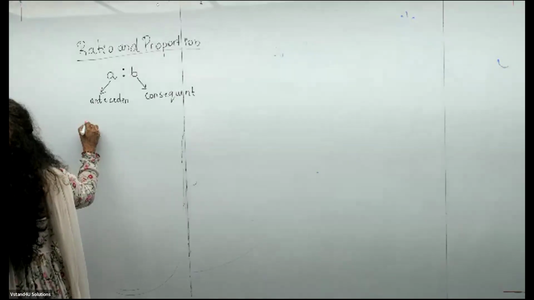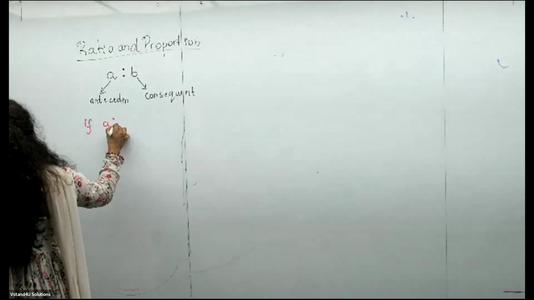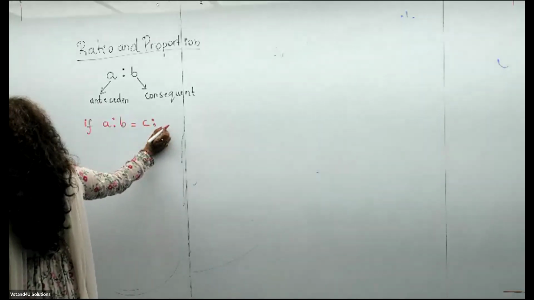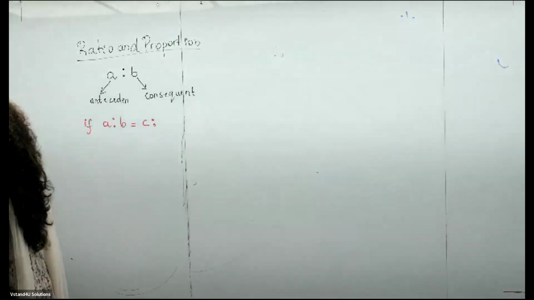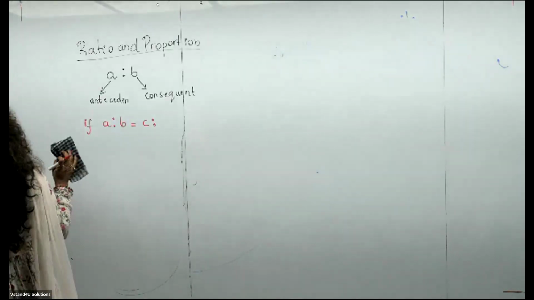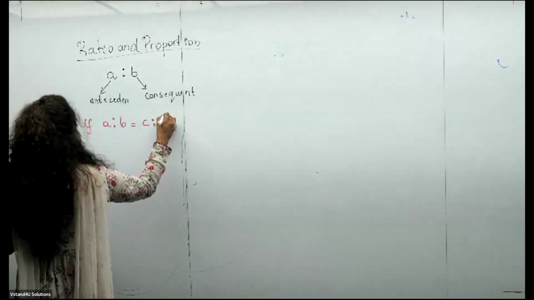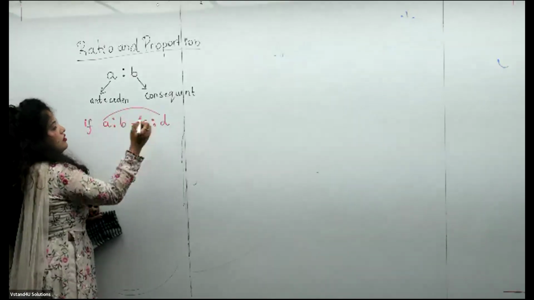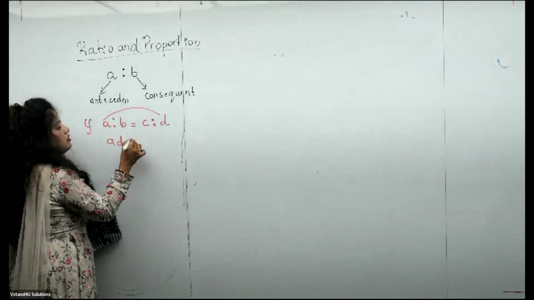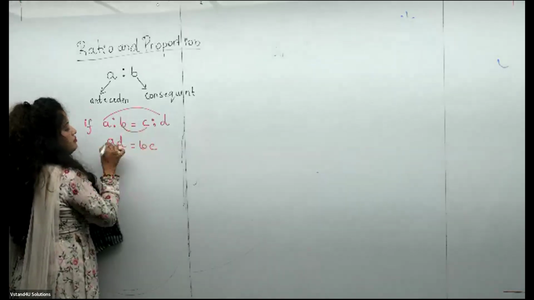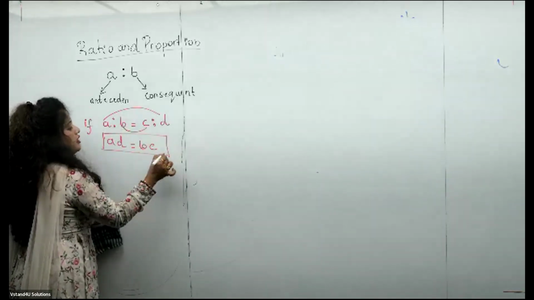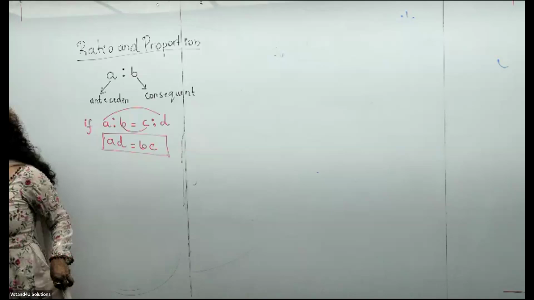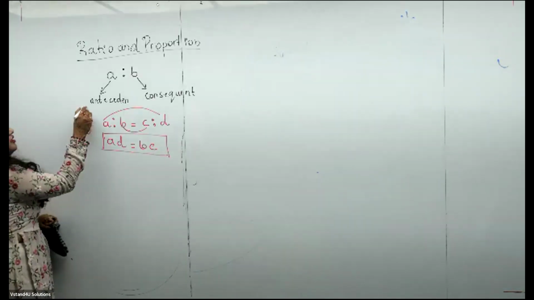Then you have something called: if A is to B is equal to C is to D, then what is the relation I will get? AD is equal to BC. Clear? Clear, guys? Yes or no? So this is called this law.